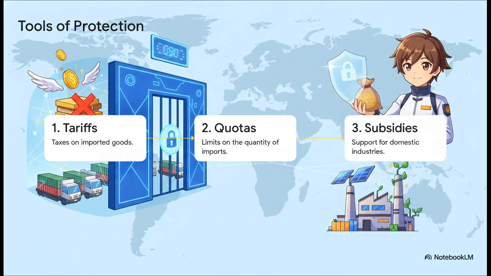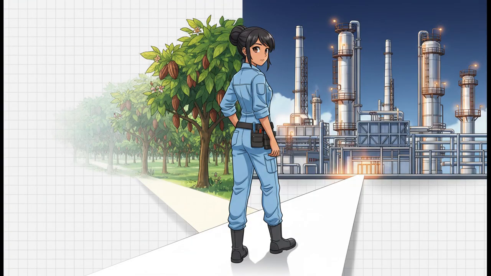And governments have a few main tools in their toolbox to do this. The most common one is a tariff, which is really just a tax on imported goods to make them more expensive. Then you have quotas, which set a hard limit on how much of something you can bring into the country. And finally, there are subsidies, where the government basically gives its own companies money to help them compete.